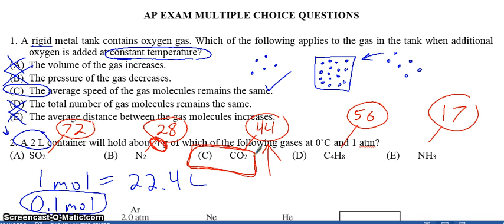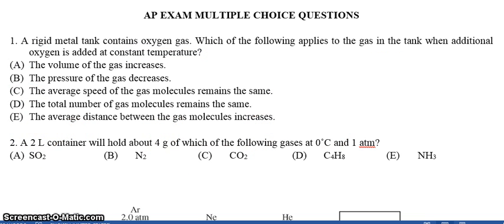Again, you could have done this by applying the PV=nRT equation, and then solving for moles, because you're given temperature, you're given pressure, you're given volume, and then try to convert to mass for each one of these. That could have also been a possibility. Okay, let's take a look at the next 2.